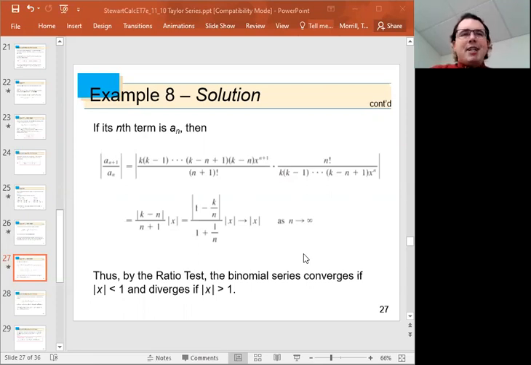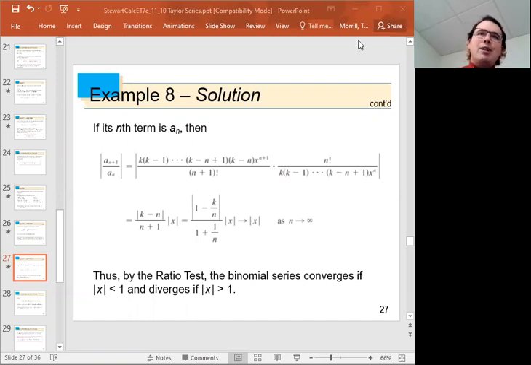Take the ratio of successive terms in the sequence, and there's going to be a lot of cancellation. So in my numerator, I will have k minus n, but I'll have the absolute value of k minus n, because that may or may not be positive. In my denominator, I will have n plus 1. And then all of this will be multiplied by x, right? Those are the only things left standing after I do my cancellation.